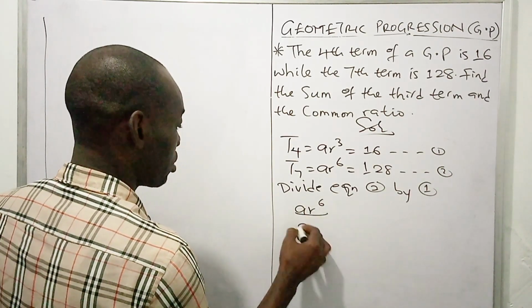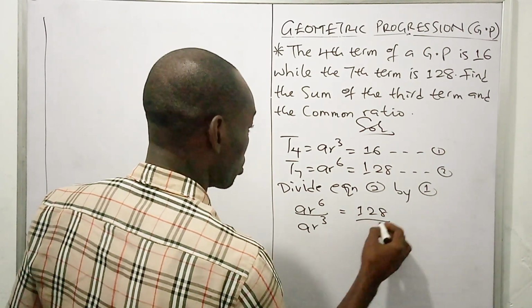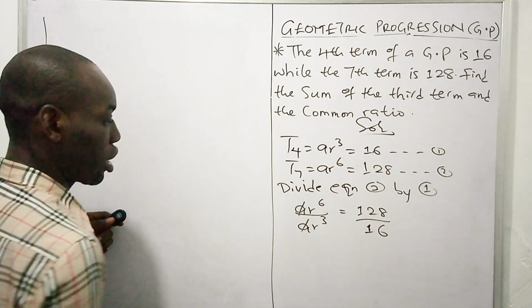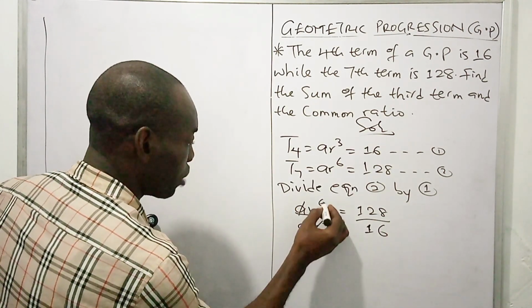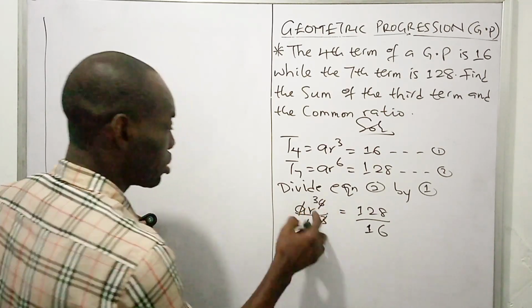ar^6 over ar^3, and we have 128 over... ratio what? Ratio 16. Okay, so from here, a will strike out a. Now the 3 r here, we take 3 out of this. You take 3 out of 6, you still have 3 remaining.